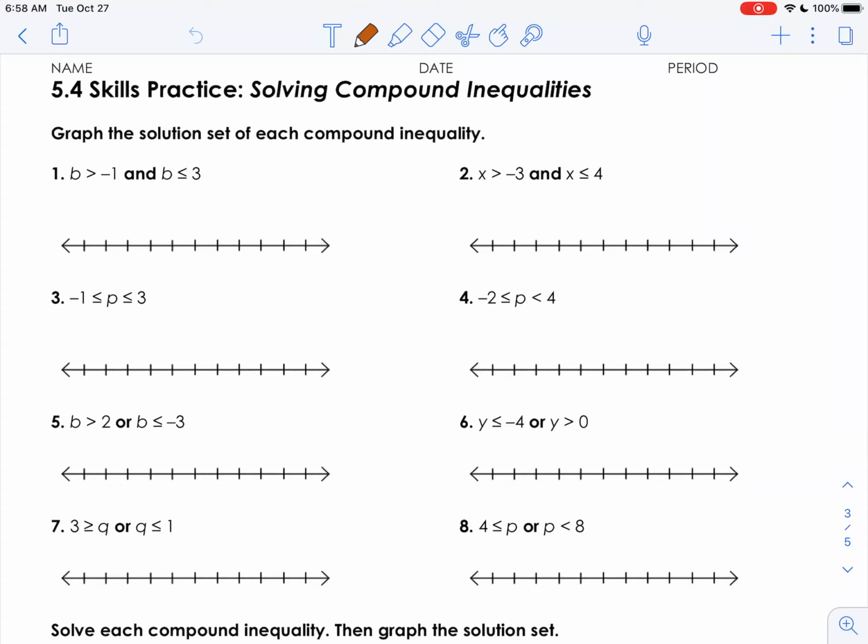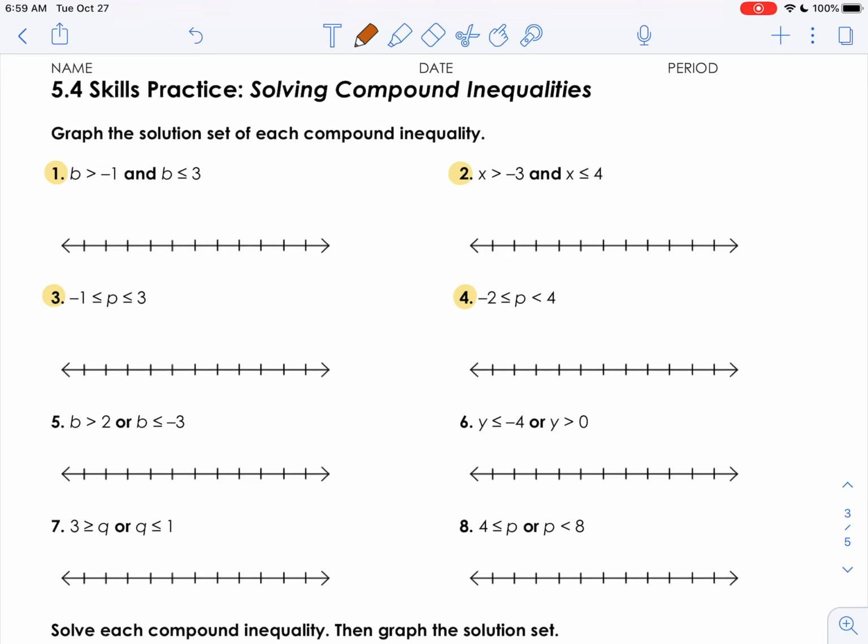In this video, I'm going to go over 5.4 skills practice, solving compound inequalities, but we're just going to cover the and inequalities. In a part 2 video, we'll go over the or inequalities. So the first set that we're going to do are 1, 2, 3, and 4. Looking at number 1, we're just going to graph the solution set of each compound inequality. Remember, with and inequalities, we're looking for the overlap of the two graphs.